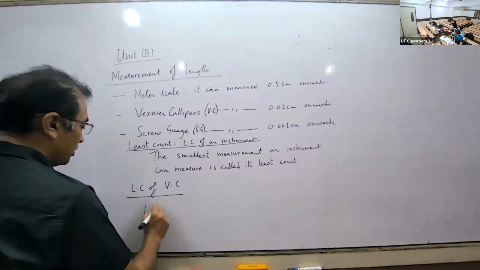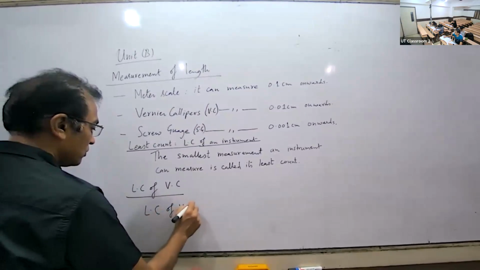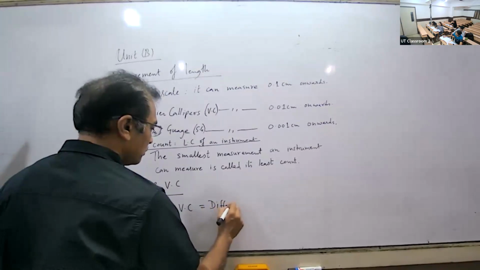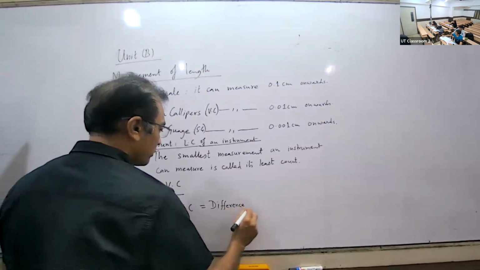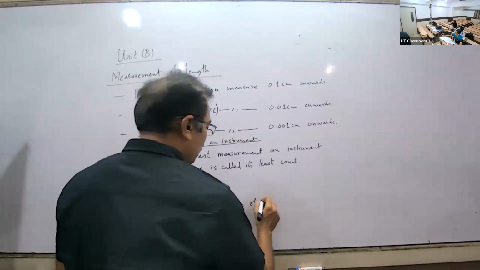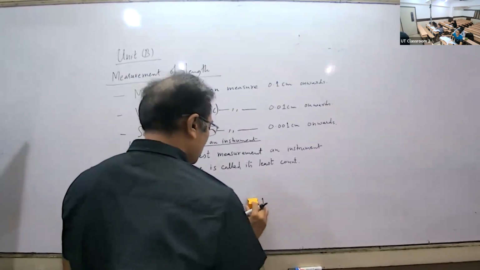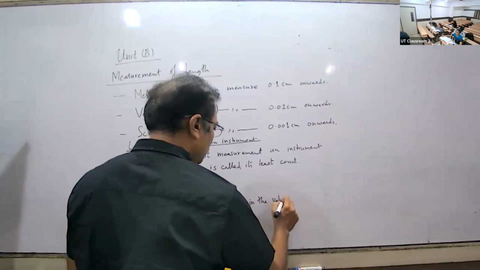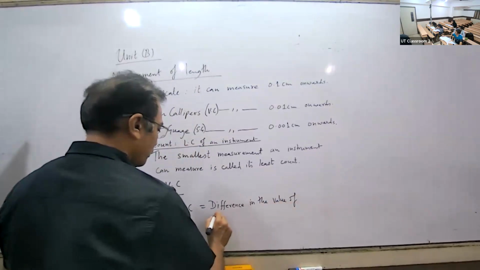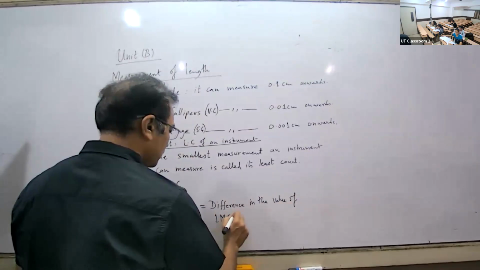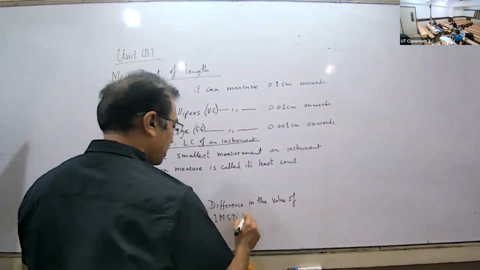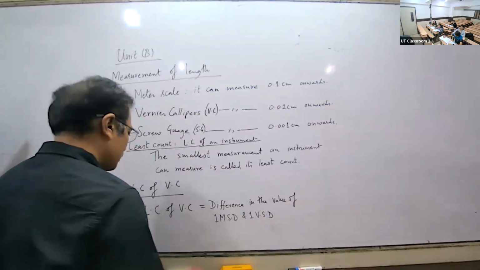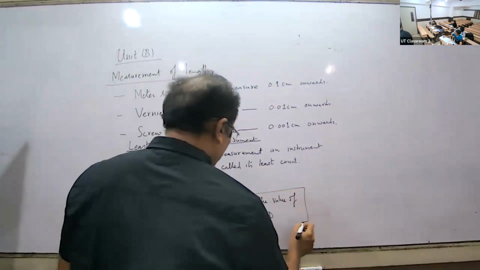The least count of vernier calipers is equal to the difference in the value of one main scale division and one vernier scale division. This is the formula for the least count of vernier calipers.